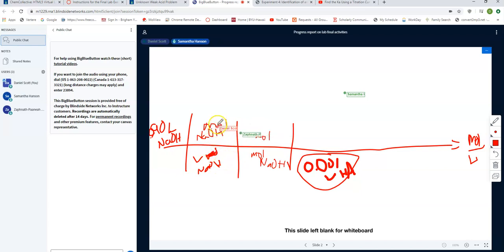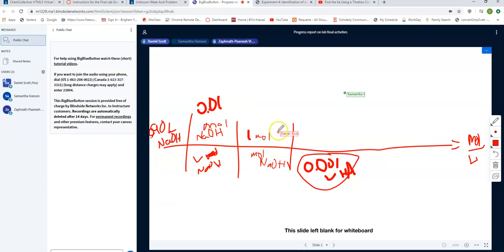What's our concentration of sodium hydroxide? Do you remember? Was it 1 or 10? It was 0.01, right? Yes. 0.01 moles of sodium hydroxide per liter.